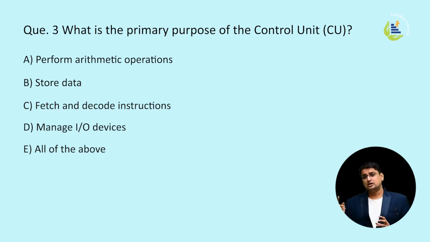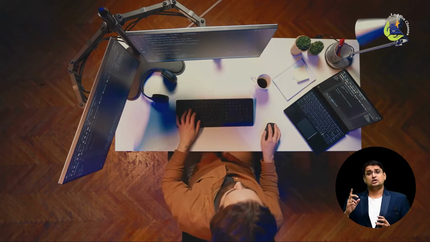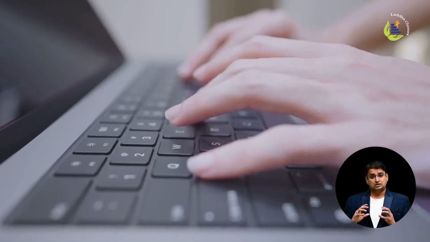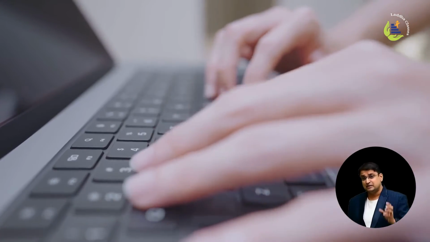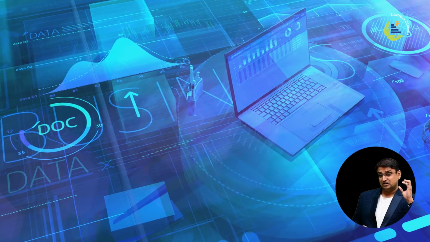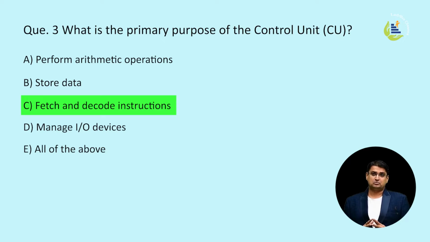Because the control unit manages the execution of instructions in a computer. It fetches instructions from memory, decodes them, and then directs other components to execute those instructions. It does not perform arithmetic operations, store data, or manage input-output devices directly, which are handled by other components.